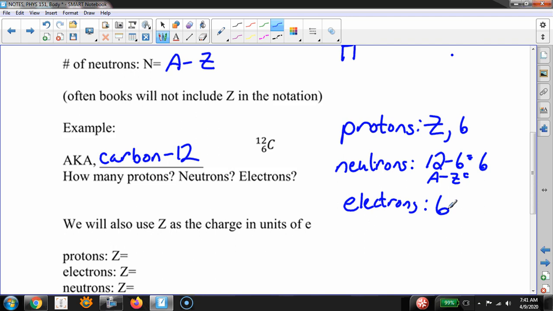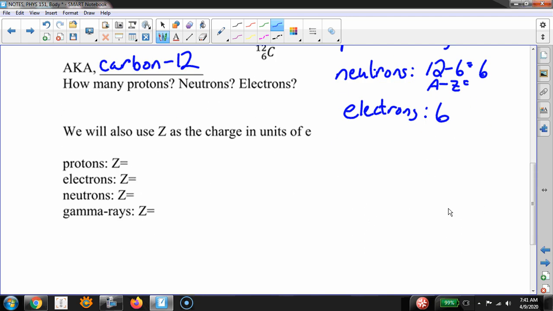We'll also use Z in units of the fundamental unit of charge. So protons have a Z of plus 1e. Electrons, Z is minus 1e. Neutrons have a Z of 0. And then gamma rays, which aren't really particles at all, have no mass. Or excuse me, no charge, no mass either, but no charge. So they also have a Z of 0 when we're talking about gamma rays.